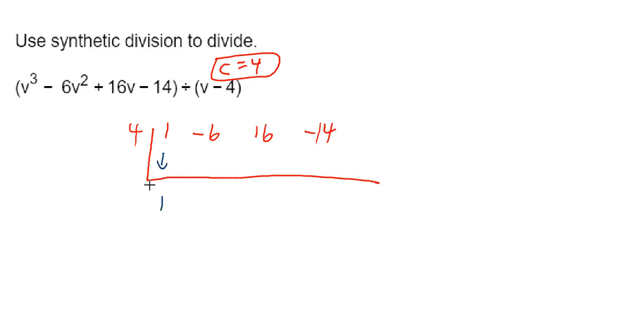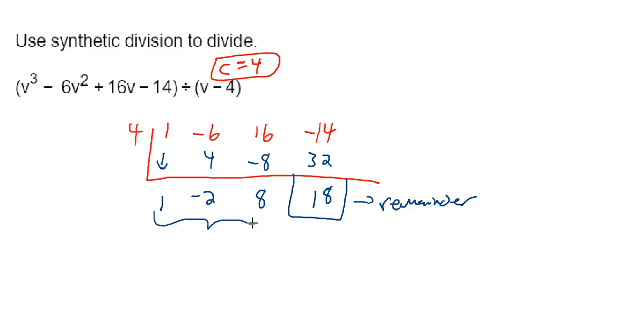We'll drop the first number below the box. 1 times 4 gives me 4. Add those together, you get negative 2. Negative 2 times 4 is negative 8. Add those together, you get 8. 8 times 4 is going to be 32. You add these together and you will get 18, I believe. All right, and so the last number is my remainder.